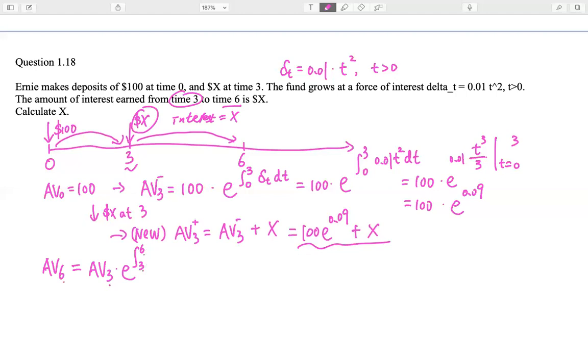I'm ending at 6 because I want to know the value at 6. For the same reason, if I start at 0, here is 0, right? And I want to know the value at 3, so the upper point is 3. So that's by the definition of continuous interest rate. So for the same thing, I know this is 0.01 t squared dt. So I can copy.